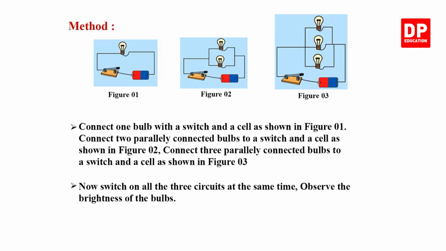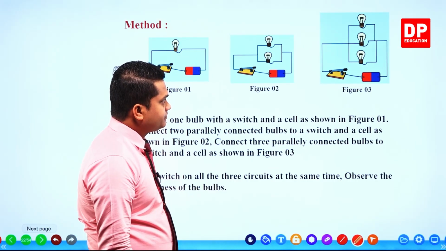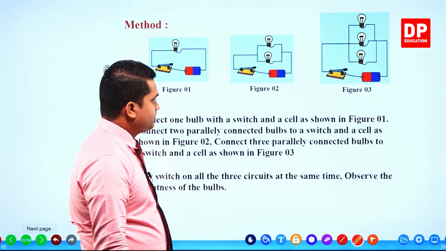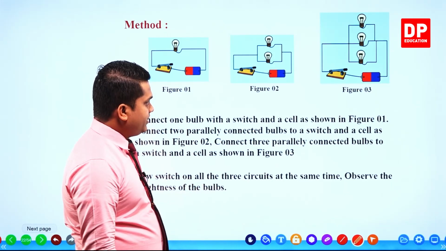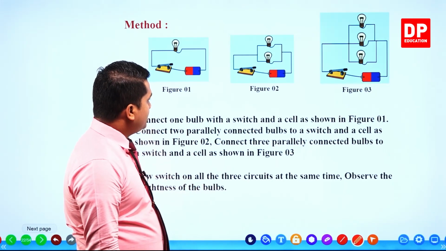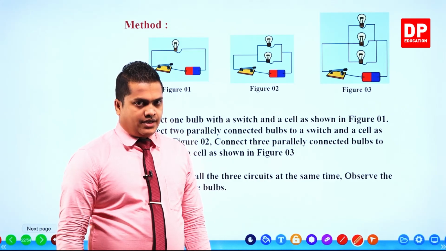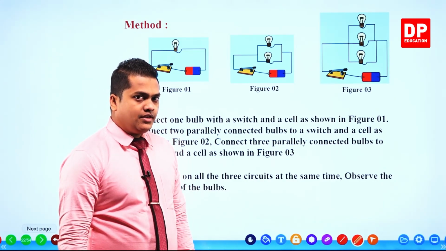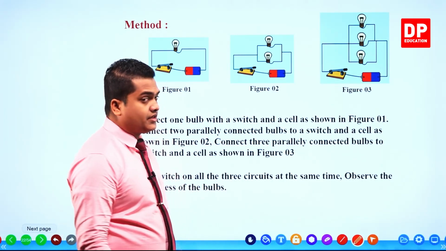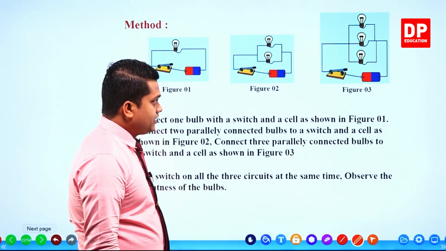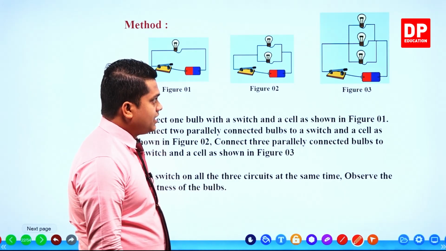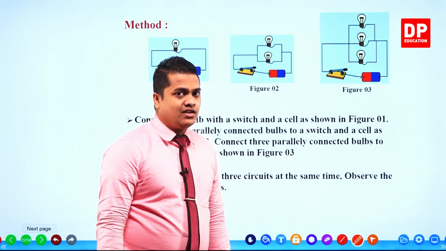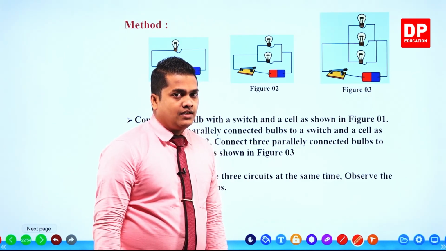So you are given three figures once again. Number one, the first figure. In the first figure, just one bulb is connected. In the second figure, two bulbs are connected in a parallel connection, but there is only one dry cell. In the third figure, three bulbs are connected parallel to each other, but by a single dry cell.